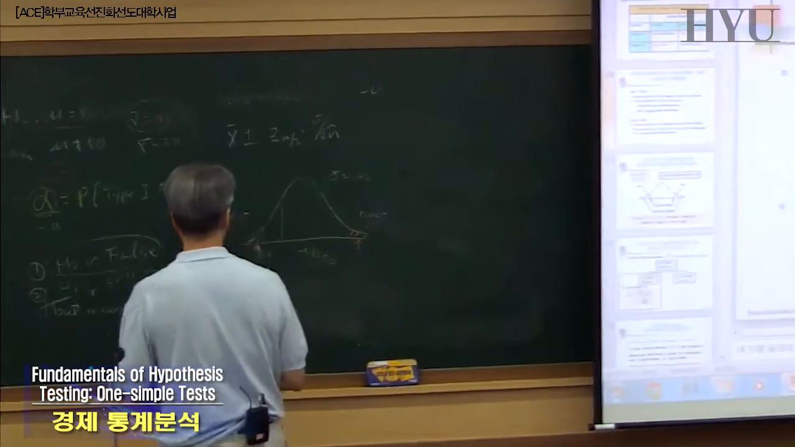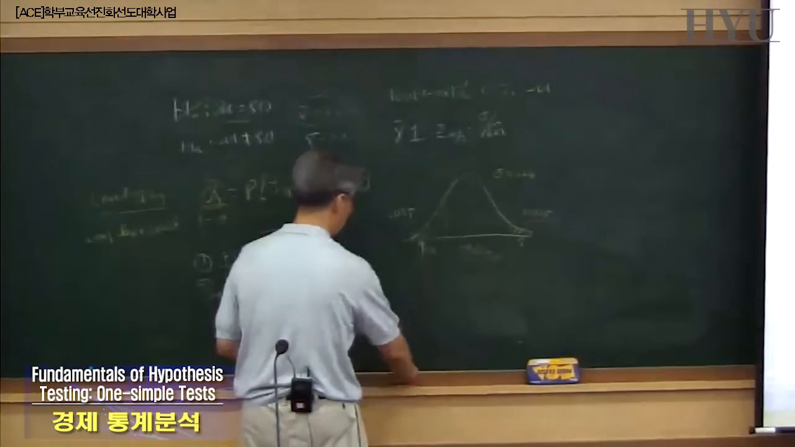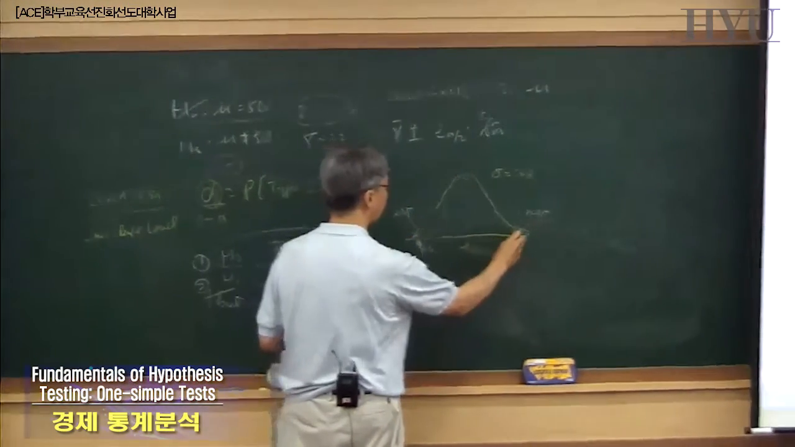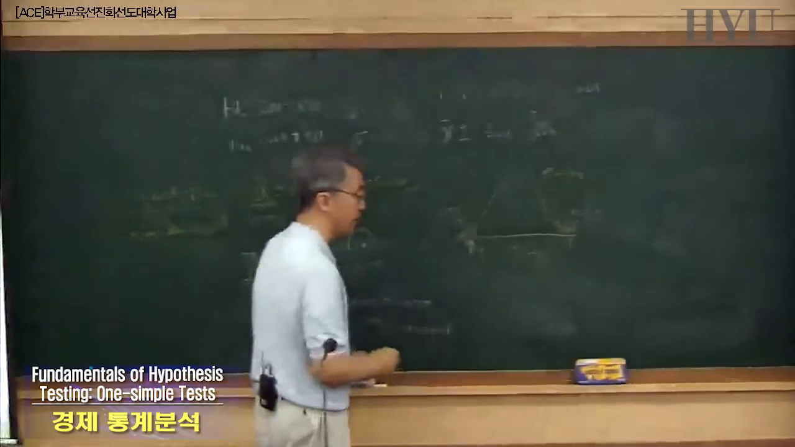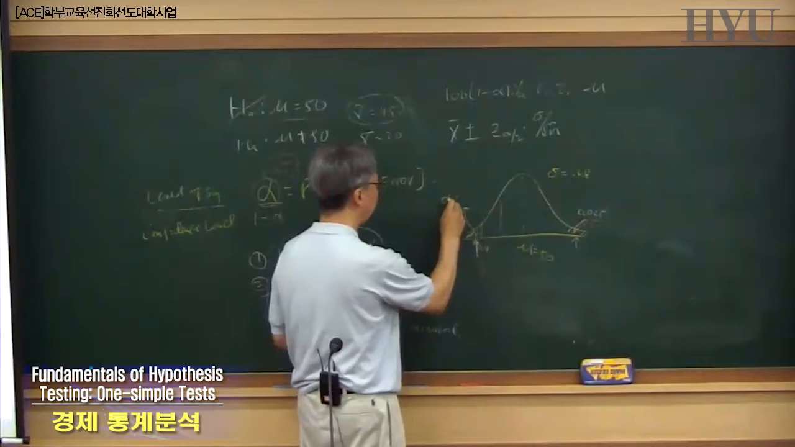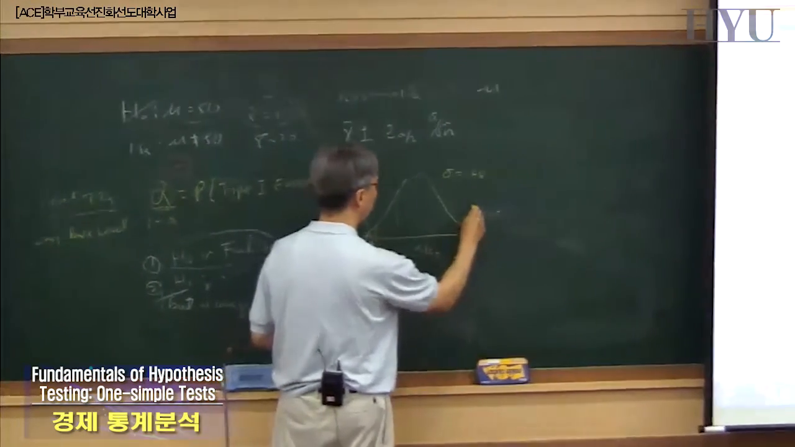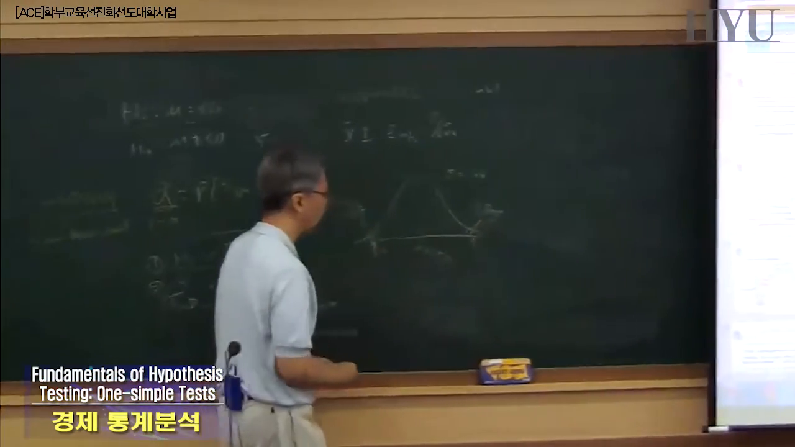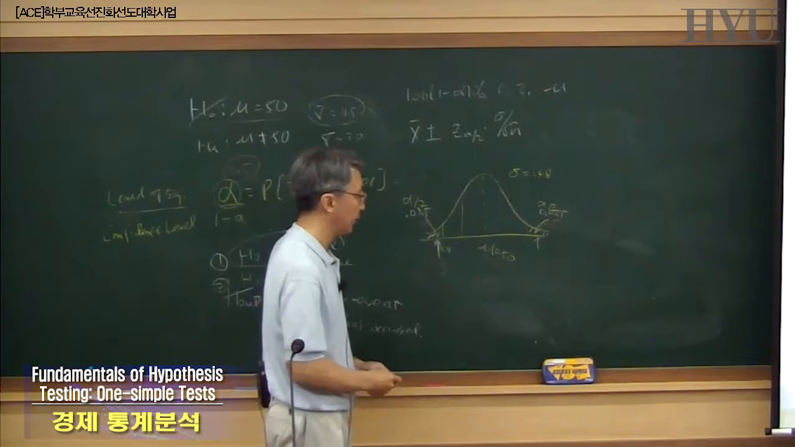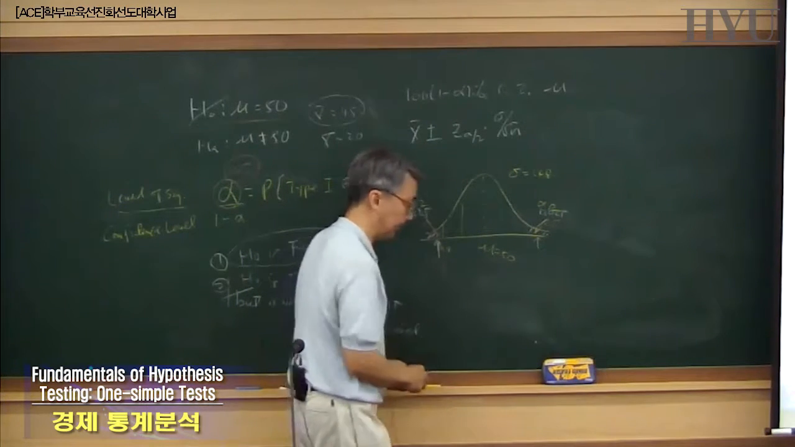So what I'm saying here, in consequence, is this area plus this area is exactly alpha. So on one side we have alpha divided by 2, alpha divided by 2. That's exactly as we've done before.